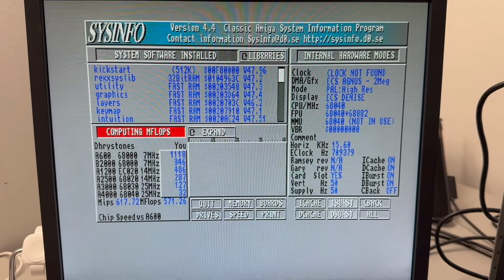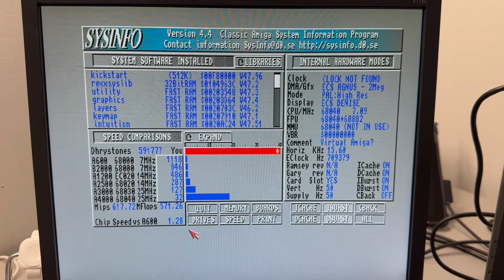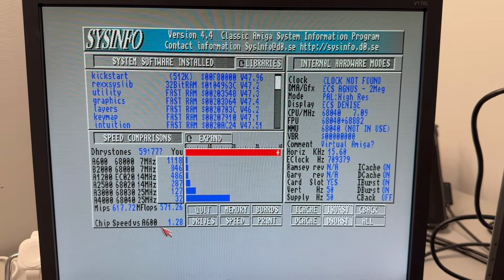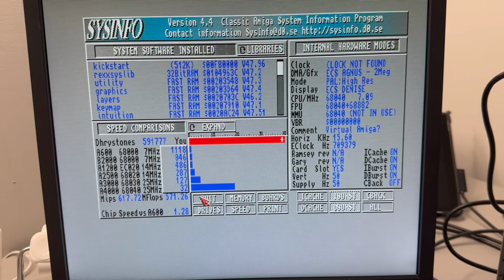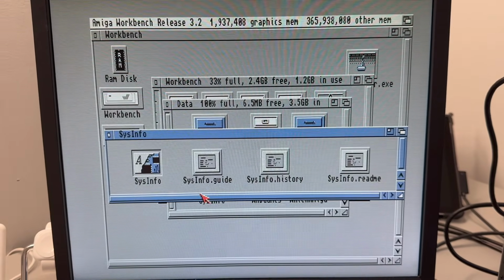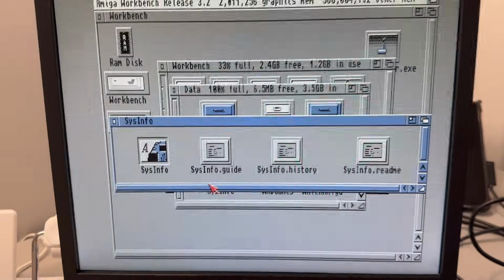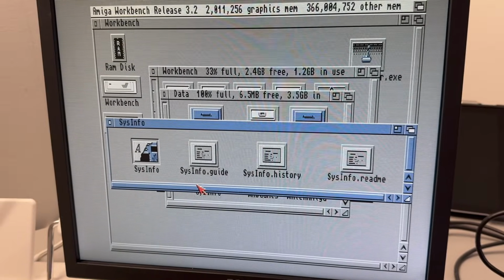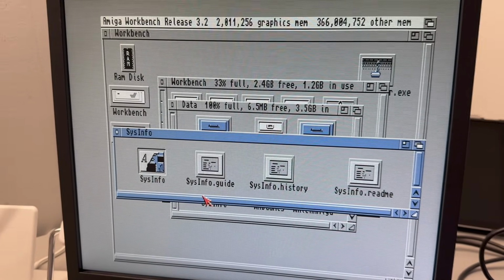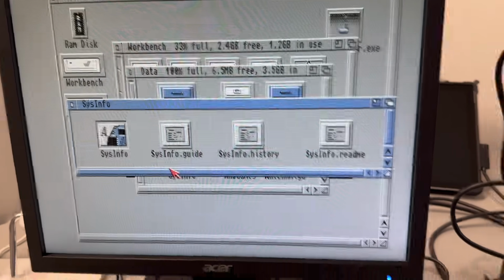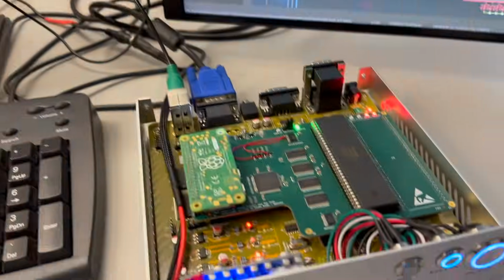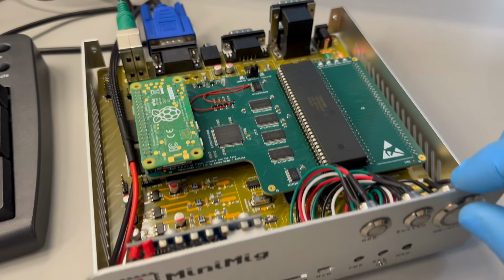And yeah, you can see the performance is quite ridiculous here. Chip speed 1.28, which is good. Minimig does this very well. And now if you want to switch to the 68K CPU, of course you can do that while the system is running. So be careful to power off the system first.